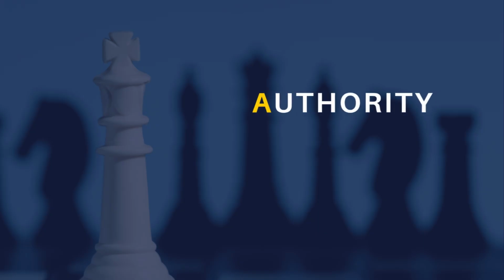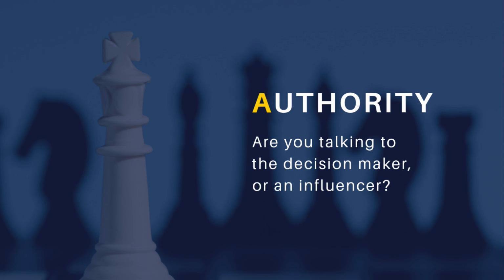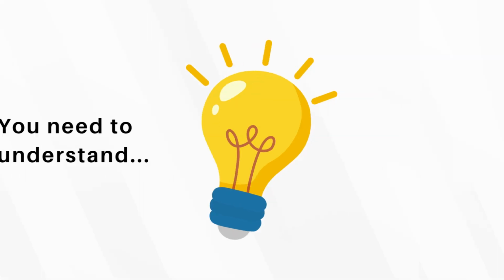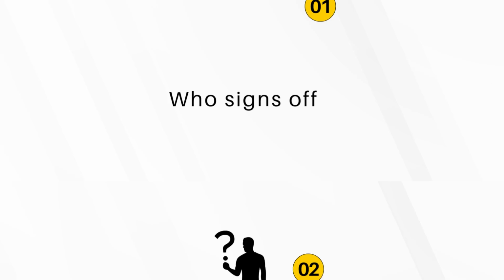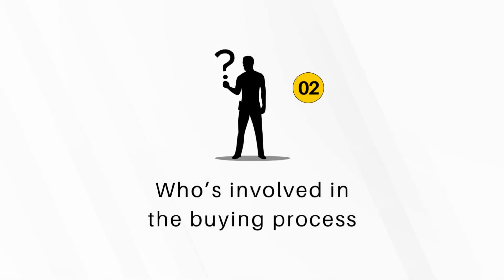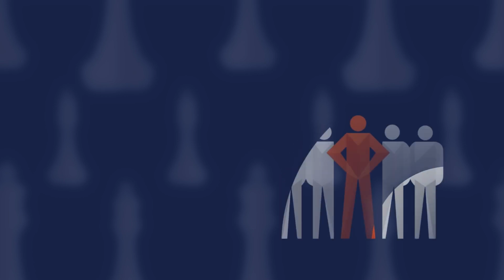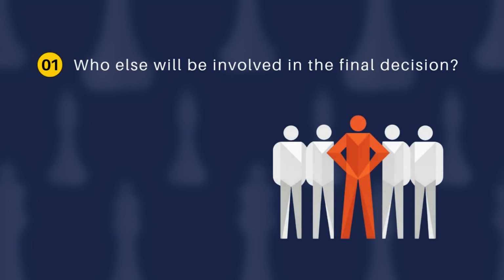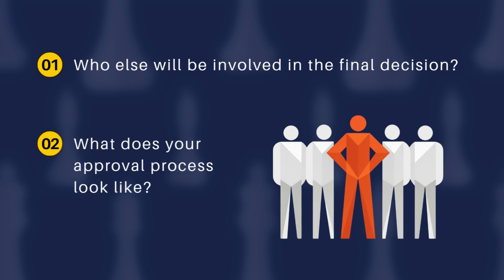A stands for authority. Are you talking to the decision maker or an influencer? You need to understand who signs off and who's involved in the buying process. Example questions under authority could be, who else will be involved in the final decision? What does your approval process usually look like for something like this?